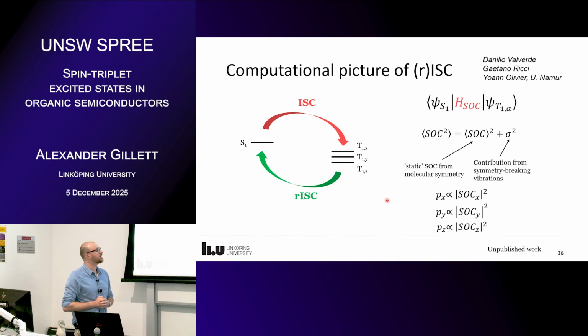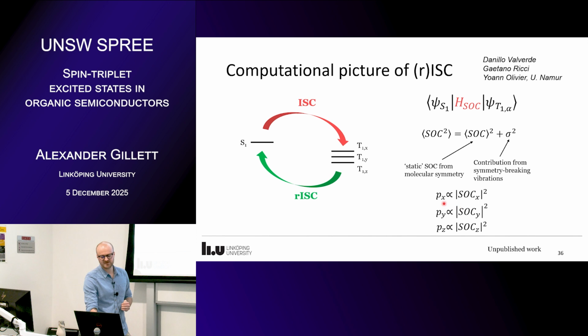Okay, so we have worked with a group of Jan and Olivia in Namur in Belgium, and what they wanted to do was calculate the intersystem crossing of these materials and work out what's going on. So they took the spin-orbit coupling matrix element between the singlet state and the triplet sublevels, which is basically a combination of your static contribution from the molecular symmetry, so the molecule's not vibrating, and just how those singlet and triplets couple in that static picture, and a contribution that comes from the vibrations, which can break symmetry and drive spin-orbit coupling between the different sublevels.